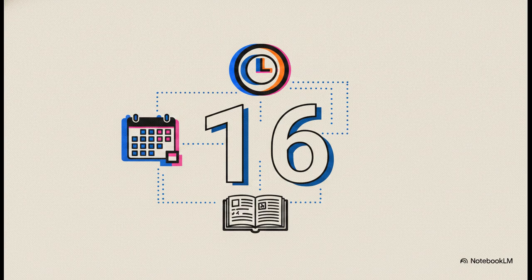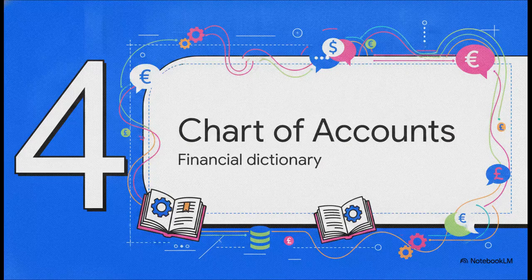So why the extra 4? Those special periods are dedicated entirely to year-end closing activities. They allow the finance team to post final entries and audit adjustments without messing up the clean operational data of the standard 12 months. All right, Section 4, Chart of Accounts Mastery.